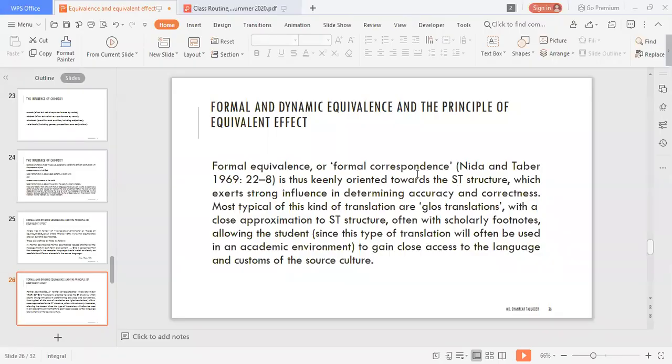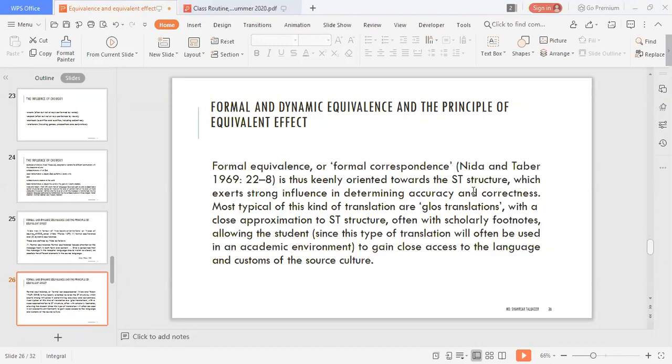Okay. Now, as we are saying, formal equivalence or formal correspondence is thus keenly oriented towards the sentence structure, which exerts strong influence in determining accuracy and correctness. So you see the accuracy and correctness. If you really try to determine the accuracy and correctness, then you can go for the formal equivalence. If you really want to do that, I will just follow the English structure and then I'll try to transfer that English structure into Bangla, then you can go for this formal equivalence.